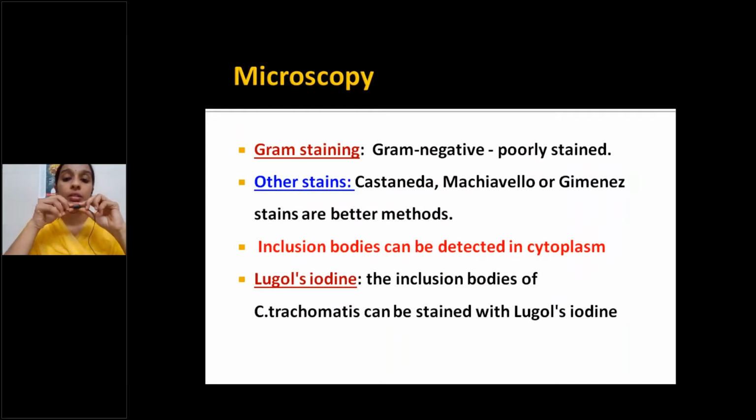Next, microscopy. Gram staining: it is gram-negative, but as we already discussed, it is poorly stained because it contains a small amount of lipopolysaccharide. Other stains are Castaneda, Machiavello, and Giemsa. Inclusion bodies can be detected in the cytoplasm. For inclusion bodies, Lugol's iodine stain is preferable only for Chlamydia trachomatis, because these inclusion bodies contain a glycogen matrix, so they stain well with Lugol's iodine.